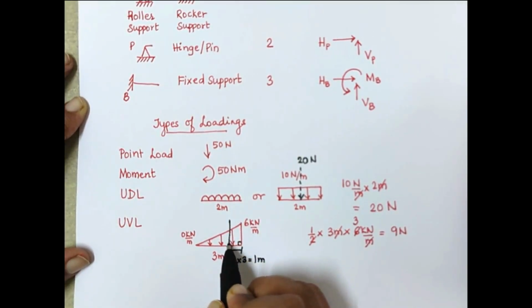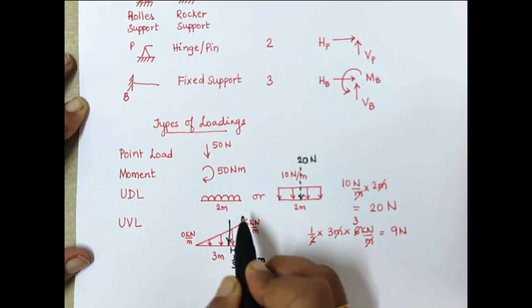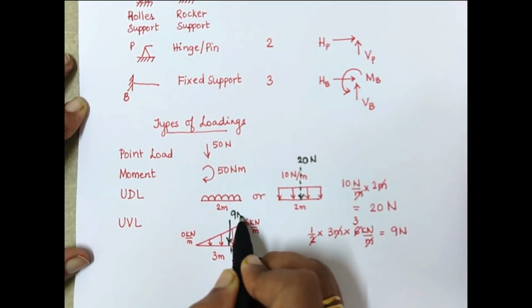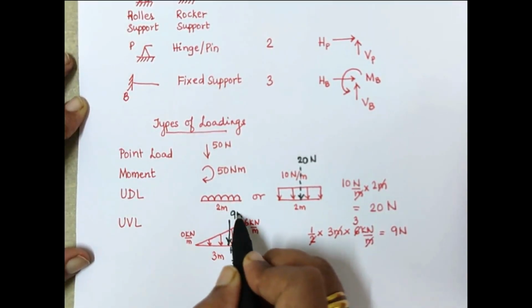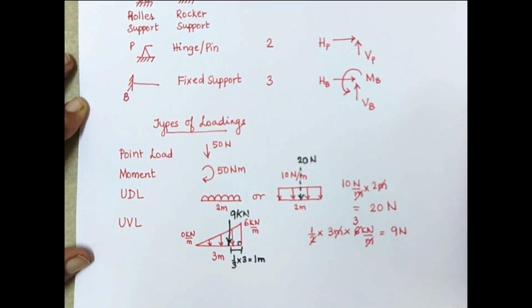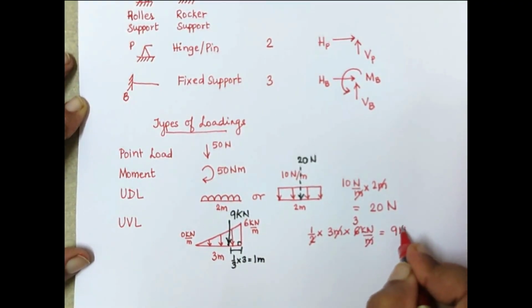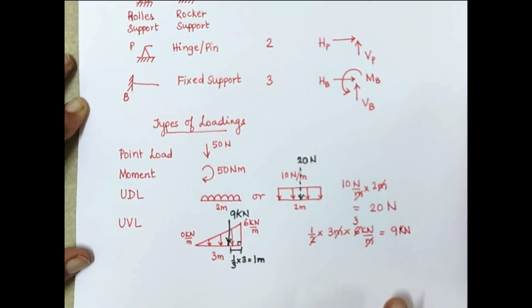So we will get the point load over here, which is nothing but 9 kilonewton. This is a kilonewton. So 9 kilonewton. Okay. Now this is the value.